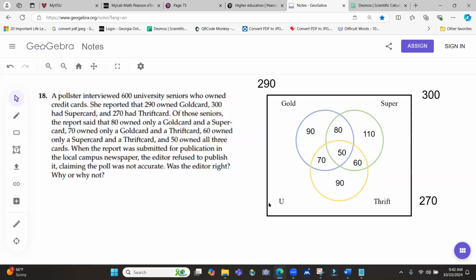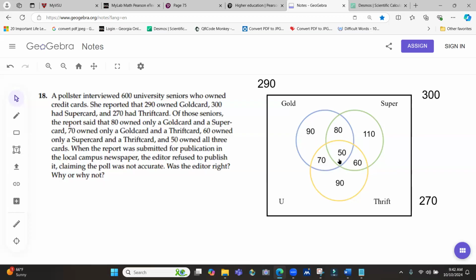Okay, so all the people who owned one or more of the three cards have been accounted for. The people who stay outside the three circles but inside the rectangle are the people who own none of the three cards. There were 600 people involved, and how many people have been accounted for?